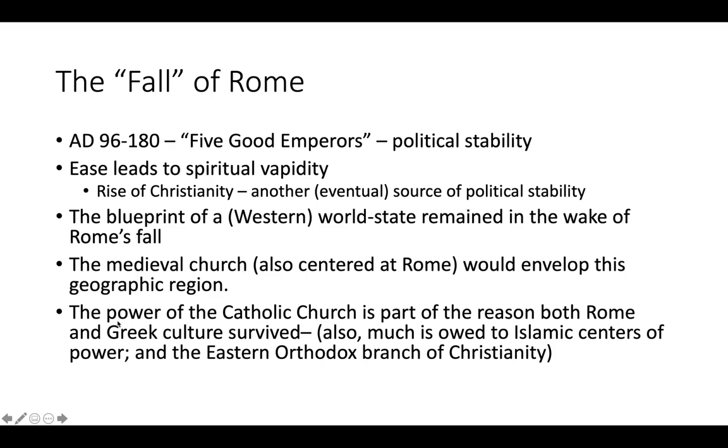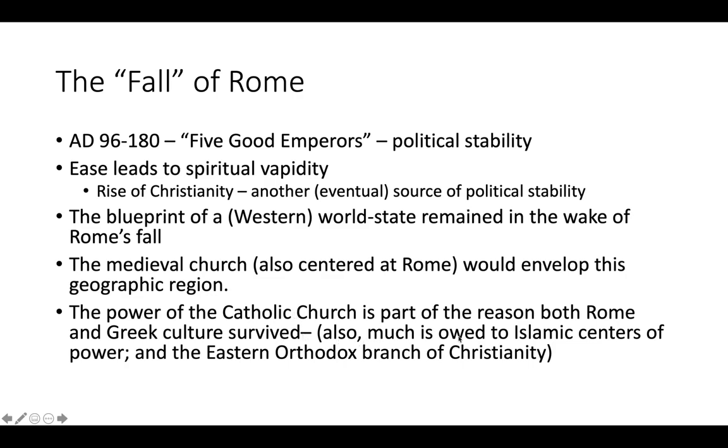One thing to keep in mind is that the power of the Catholic Church is part of the reason both Rome and Greek culture survived. When any empire falls, think of ancient Babylon, it's possible to lose all that literature and all that culture. Remember, the Epic of Gilgamesh was buried for centuries, for millennia. But the Catholic Church, because it rose up to take over the vacuum left by the fall of Rome, was able to retain the cultural artifacts of Rome and therefore Greek culture as well. And this is why, in the West at least, Roman and Greek literature is so important: it was so carefully preserved by the church.